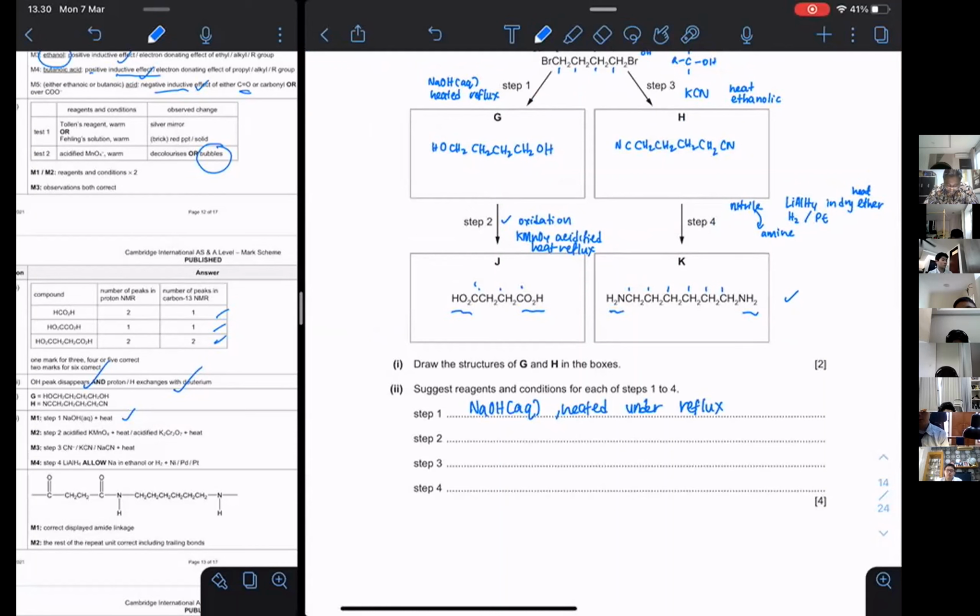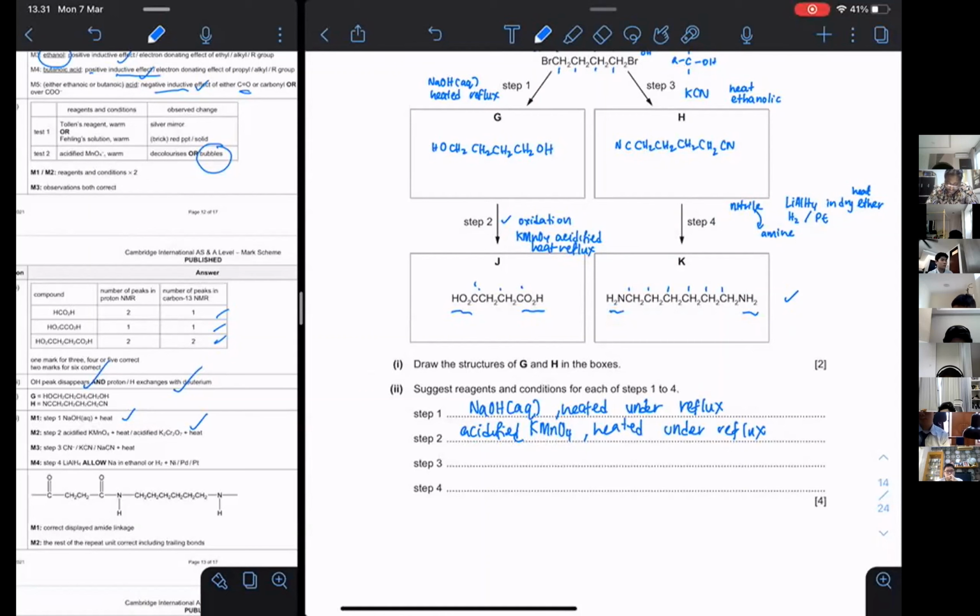And then step number 2 is going to be an oxidation reaction. So you react with acidified KMnO4. Make sure it's also heated under reflux or warm. You can always check. You can also use acidified potassium dichromate. If you have the marking key with you, you can check.